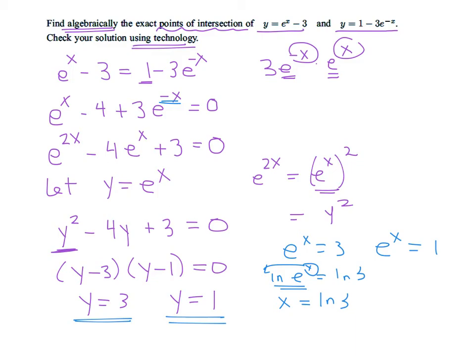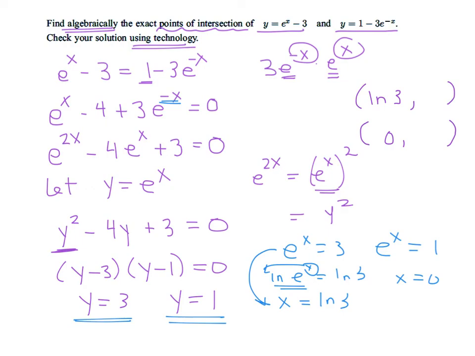If you can go from here directly onto here, that's also fine. e to the x is equal to 1. Any number raised to what power gives you 1? x must be 0. Therefore, the points of intersection would be first when x is equal to ln of 3, and figure out the y value. The other one is 0, and figure out the y value.